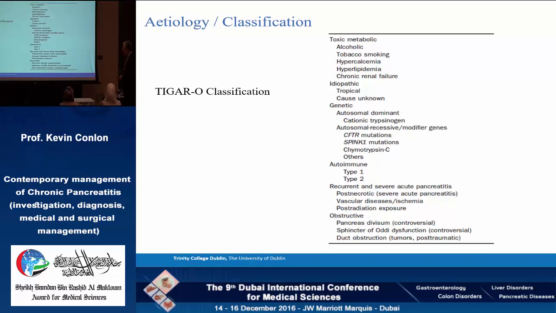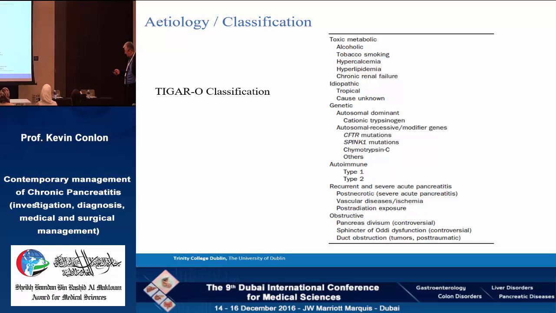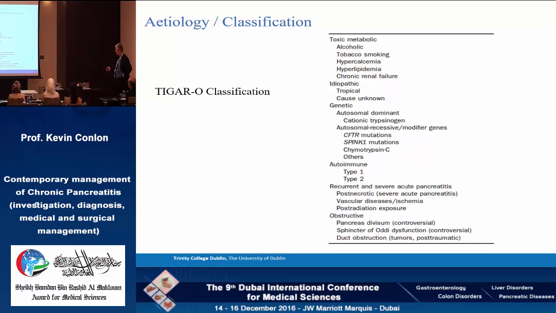There are many classifications for it. It breaks it into whether you've got toxic metabolic, and the commonest cause for that in our jurisdiction is alcohol, and then idiopathic, genetic, and autoimmune. Now, these ones here cause the classical appearances of chronic pancreatitis, where you have calcification in the gland and a dilated duct. The tropical cause, which is, of course, very common in the Indian subcontinent, causes dilation of the gland without calcification. And the autoimmune type here is usually small duct disease.